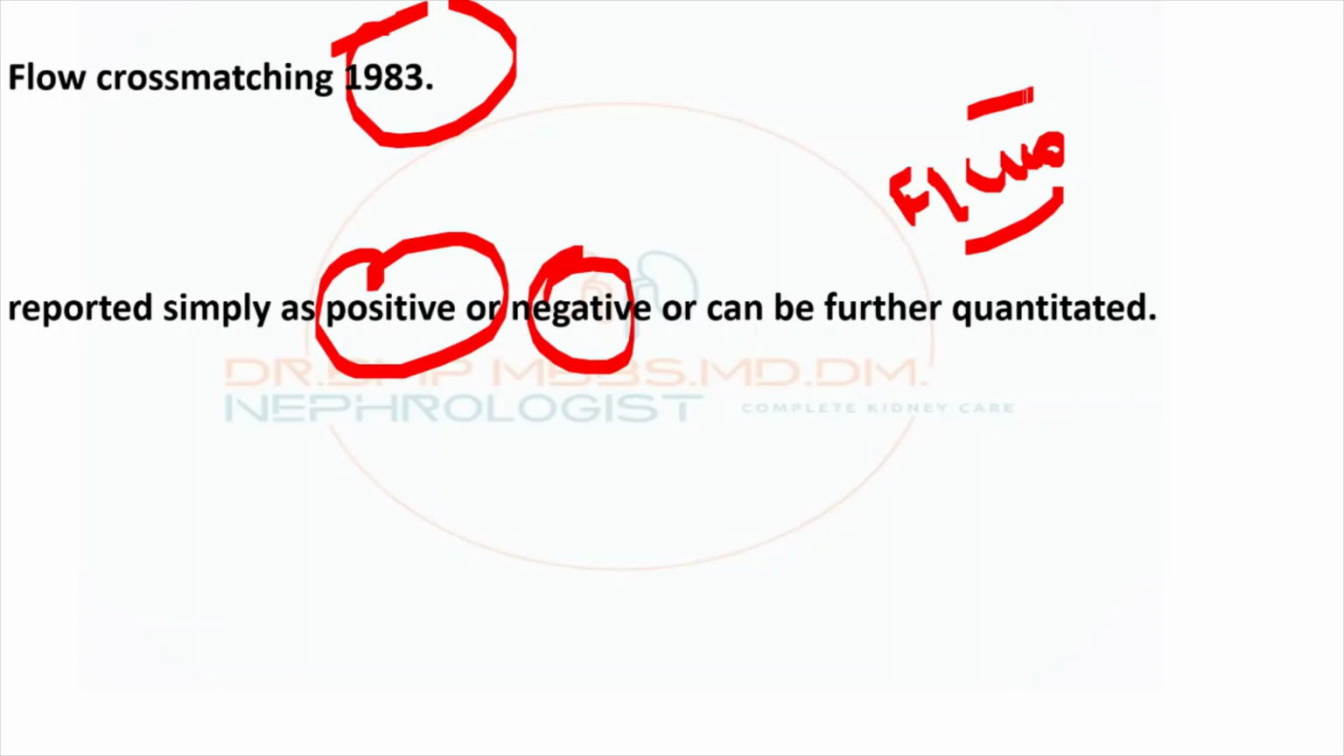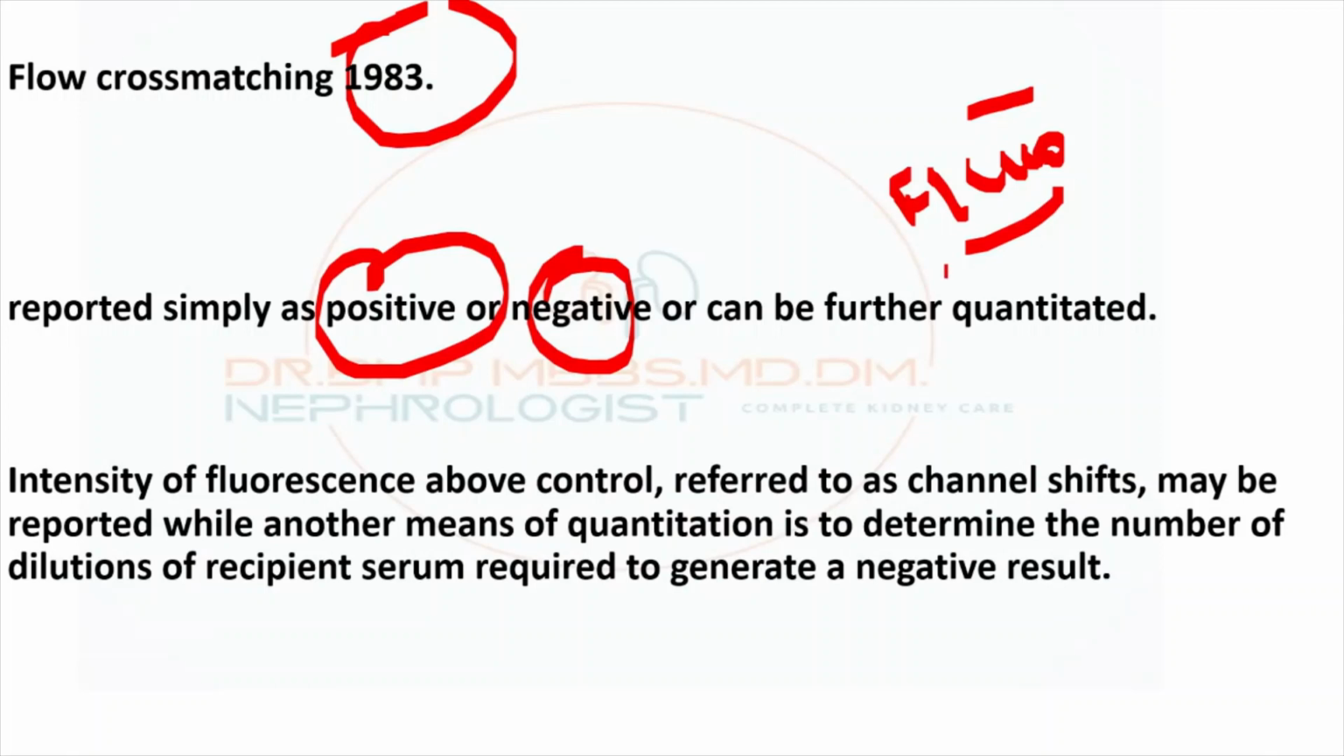In technical terms, or if you want to go a little bit into the detail of flow cytometry, it is called channel shift. How much the channel is being shifted. So this is what the channel shift is. This is where the juniors will get confused. What is channel shift? As of now, as a first year or second year DM resident, just try to understand the sequence of CDC, flow and Luminex.